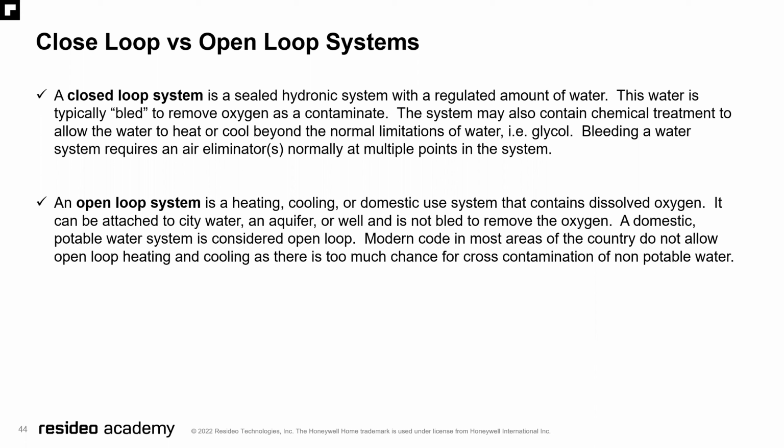An open loop system is a heating, cooling, or domestic use system that contains dissolved oxygen. It can be attached to city water, an aquifer, or a well, and is not bled to remove the oxygen. Domestic potable water system is considered open loop. Modern code in most areas of the country does not allow for open loop heating and cooling, as there is too much chance for cross-contamination of non-potable water.